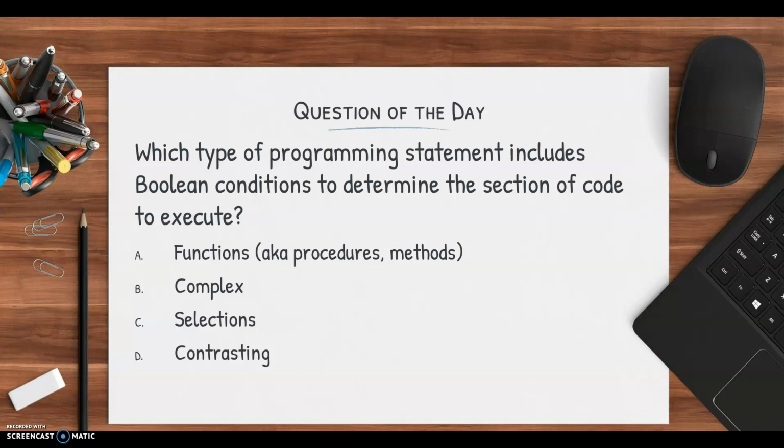Today's question of the day: which type of programming statement includes Boolean conditions to determine the section of code to execute? Is it A, functions, also known as procedures or methods, B, complex, C, selections, or D, contrasting? Please take a moment to study your answer choices. Please pause the video if you need a few more moments.